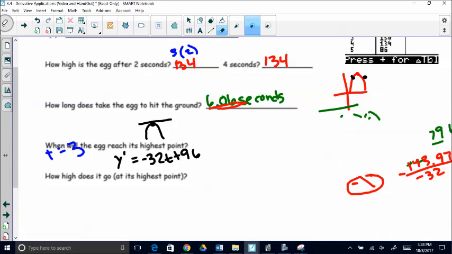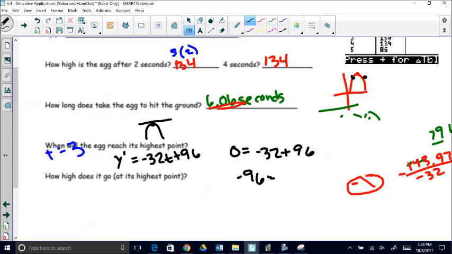So if we find out what makes that 0, so 0 equals negative 32t plus 96, we subtract 96 from both sides, divide by negative 32. Sure enough, t equals 3. So the maximum happens at 3 seconds. And then how high does it go? Well, we already know that that's 150 feet.